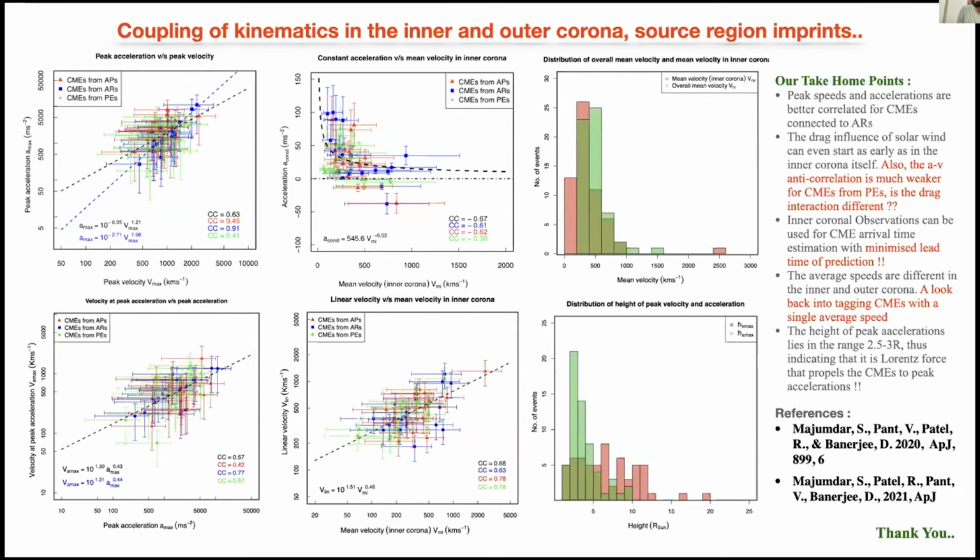So the take-home message is that the imprint of source regions is really evident, and I think these things should be taken into account, and that the kinematics in the outer corona is largely coupled and connected with that in the inner corona. Thank you so much.